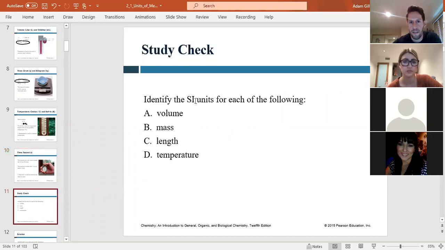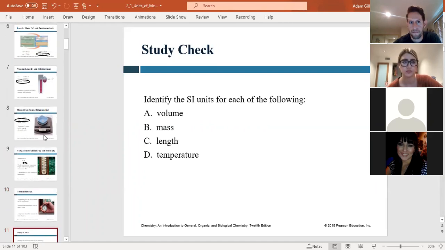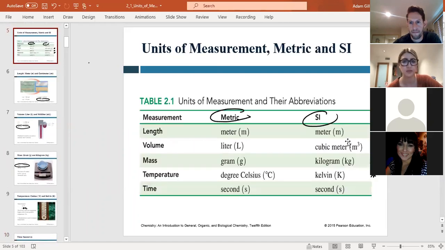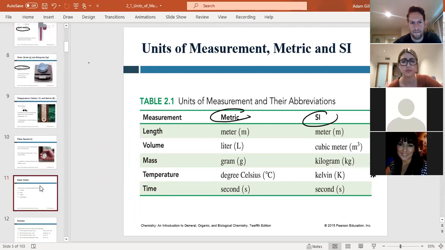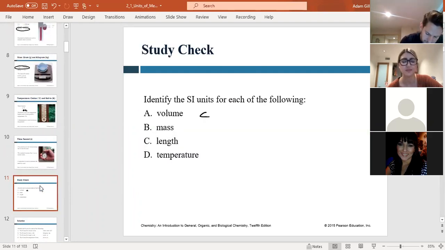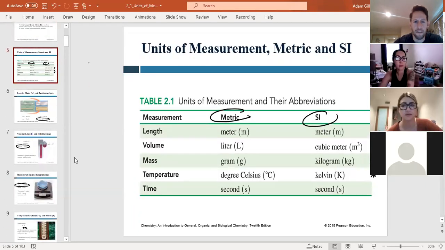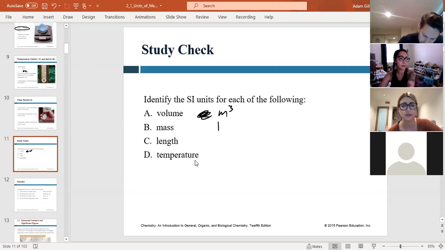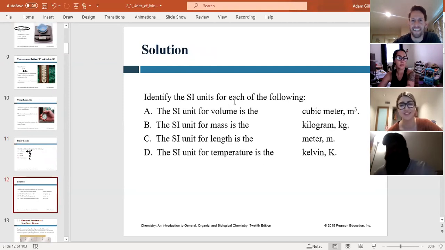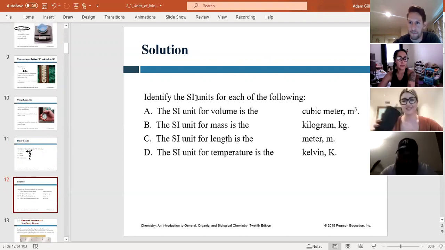Okay, study check. What is the SI unit for each of the following? What's the SI unit for volume? Oh, okay, I see what you're saying. Cubic meter. Yeah. What's the SI unit for mass? Kilograms. Good. And length, meters, and temperature. Kelvin. There you go. Pretty easy. Okay, this makes sense. Yeah, SI unit, so the international standard for units.